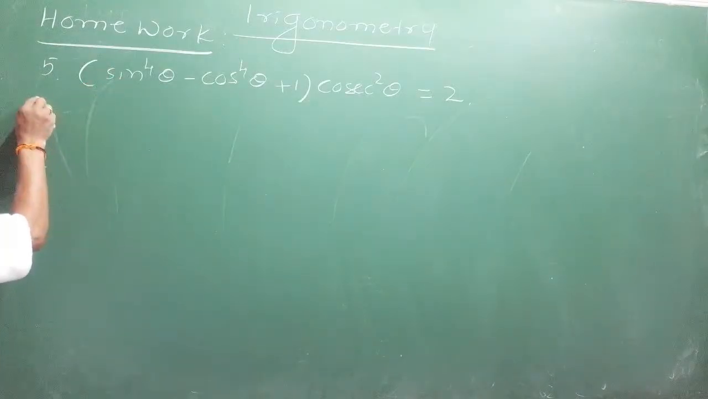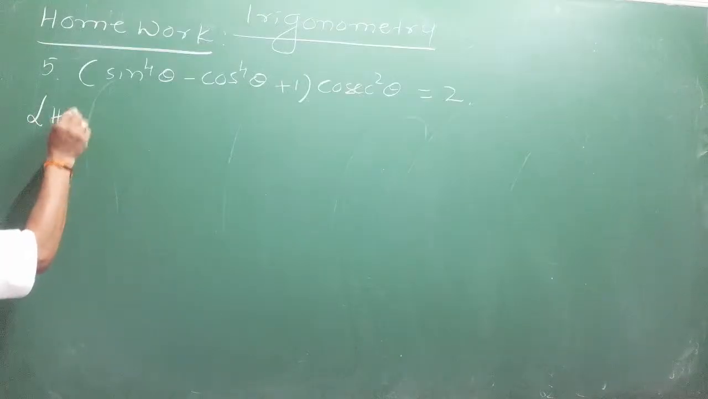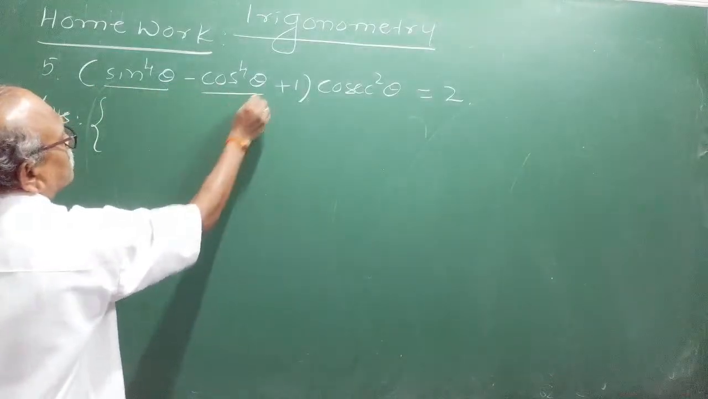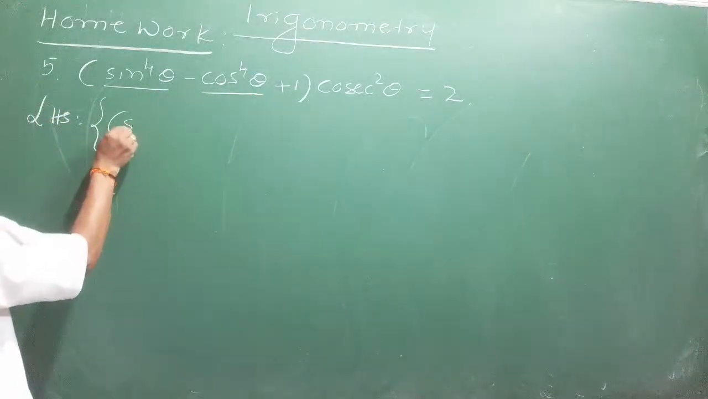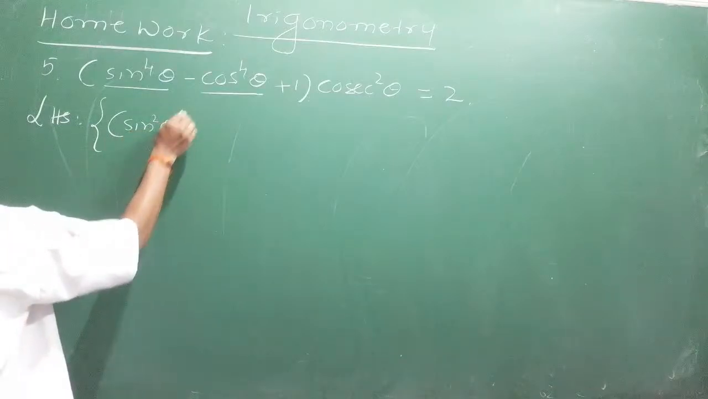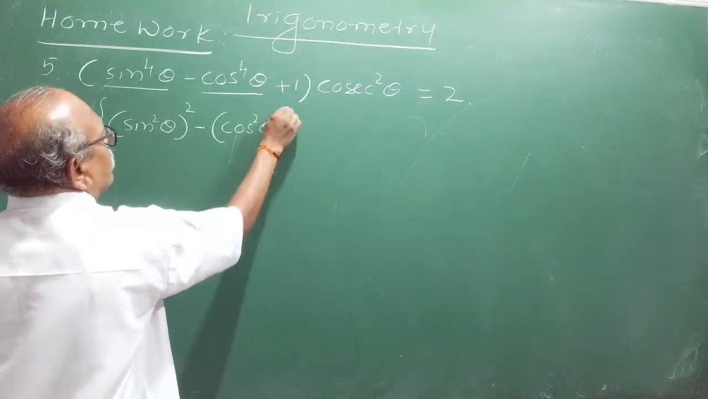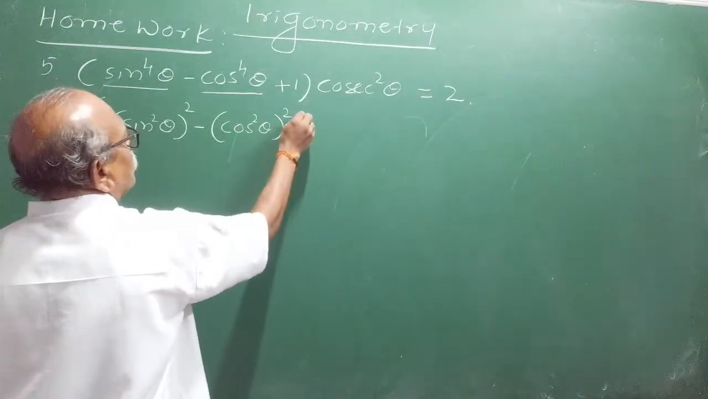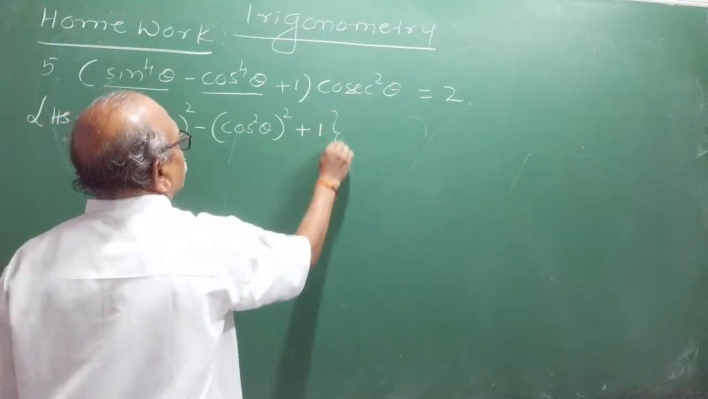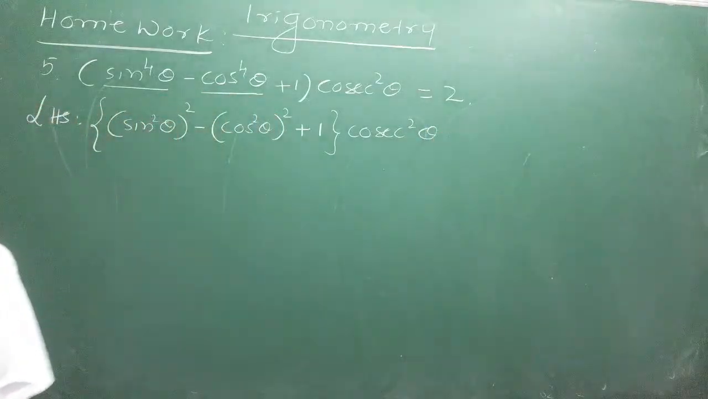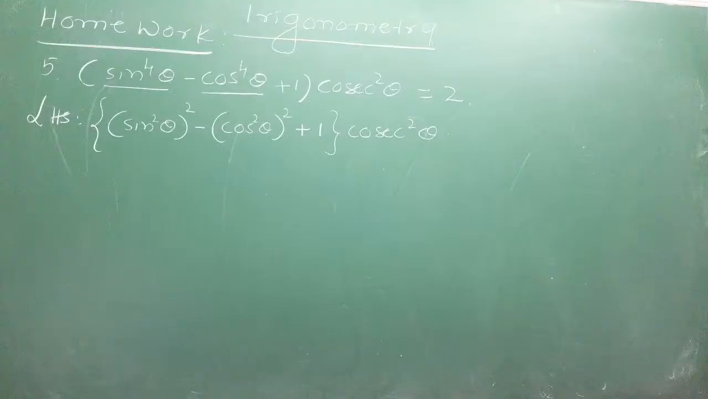Take the left hand side of the problem. Let us write the LHS as sin raised to 4 theta minus cos raised to 4 theta. I can write it as sin square theta whole square minus cos square theta whole square, plus 1 into cosec square theta. Check how you can solve it. Okay, solved it. Very good. Prabhanjan solved it. Sanvi solved it. Yes, sir. Tell me the next step.